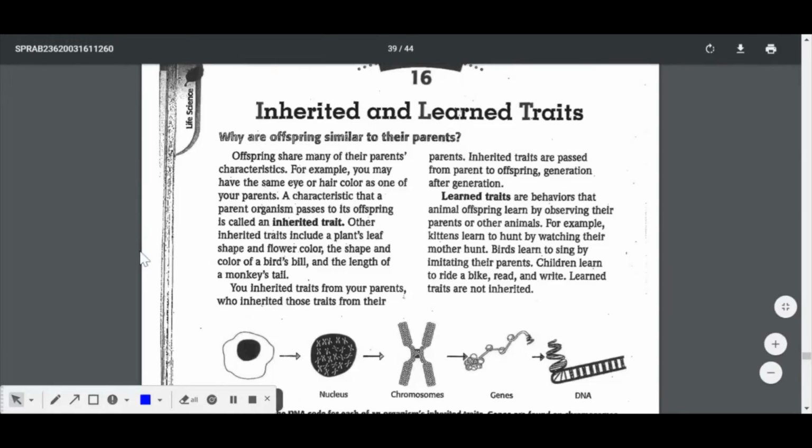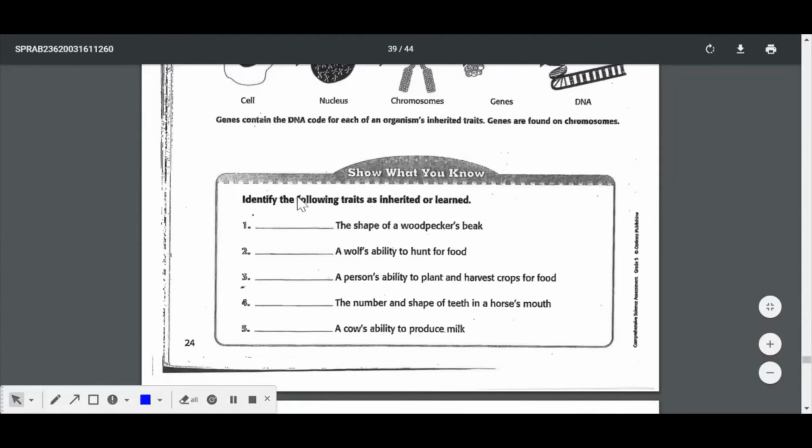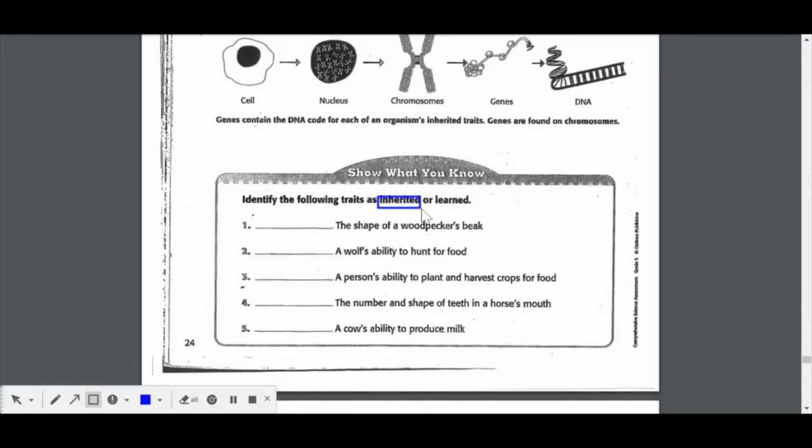So to move on, you have to identify the following traits as inherited or learned. So you're going to write one of those words. You're either going to write inherited on the line, or you're going to write learned in the box. So it says the shape of a woodpecker's beak.